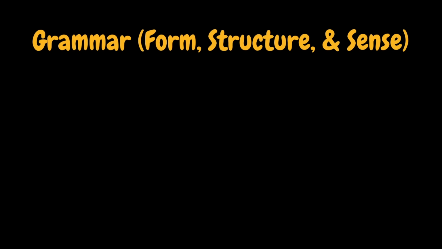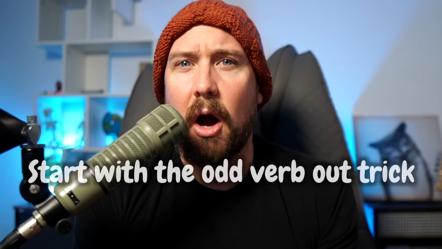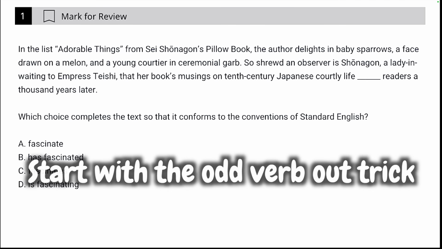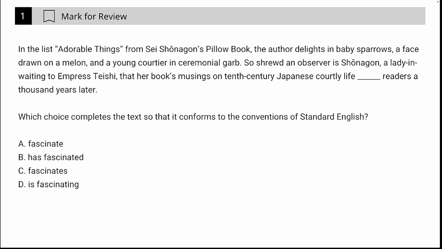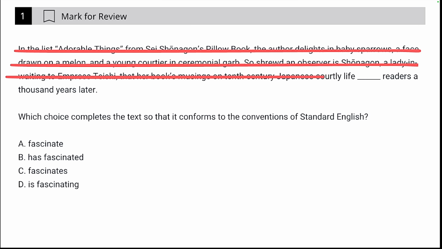Now for grammar, we have a number of subcategories that we're going to need to focus on. The first being verbs. And these questions are actually quite easy if you know how to deal with them. Start with the odd verb out trick. And the odd verb out trick goes a little something like this. Step 1, ignore everything except for, well, the answers. Step 2, put down they and she. Step 3, match they and she to the answers. For example, we would say they fascinate, and then we would say she has fascinated, she fascinates, she is fascinating.